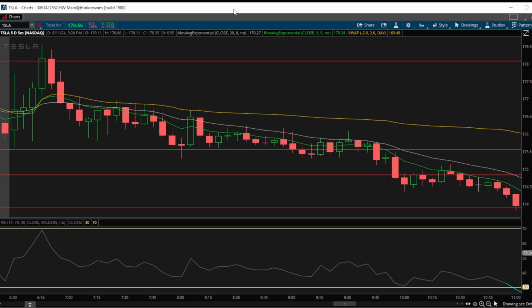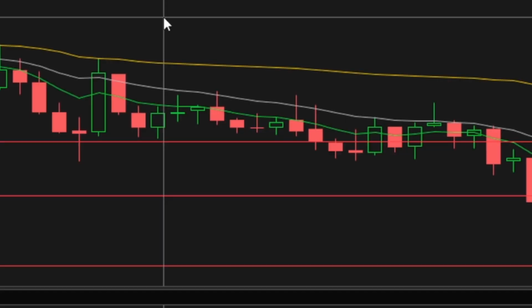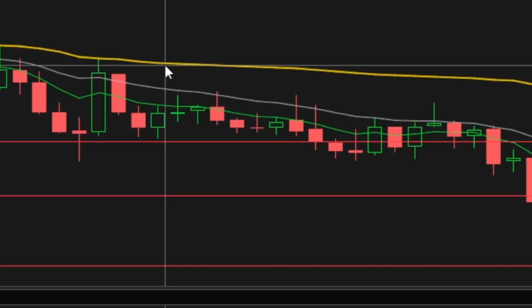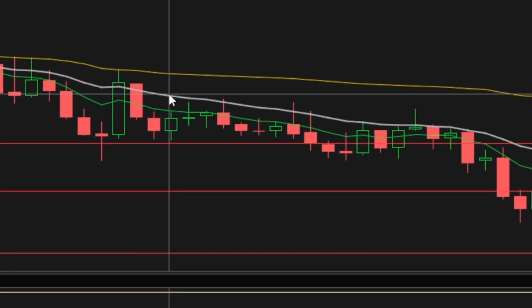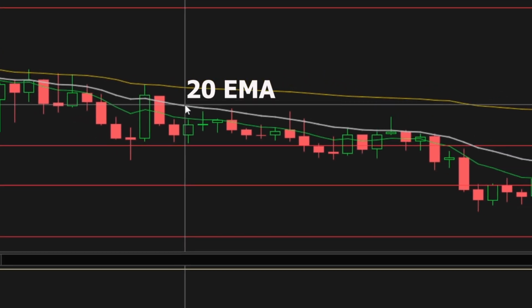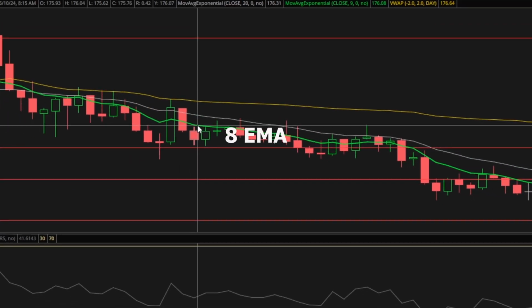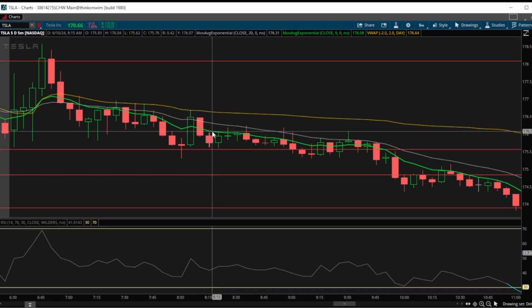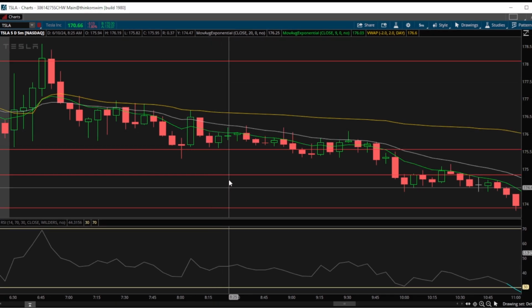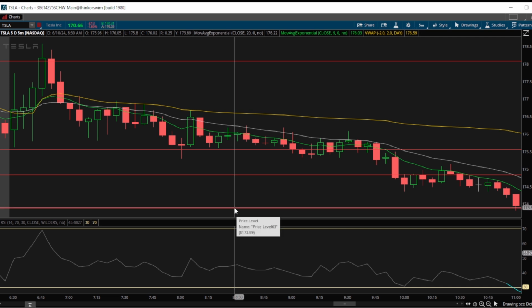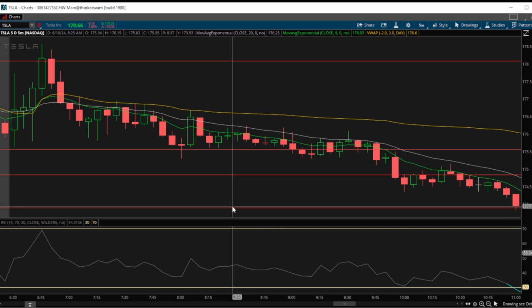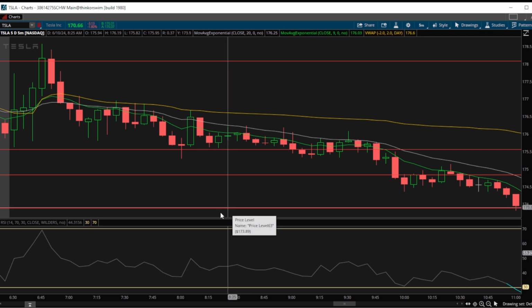So I have Thinkorswim up. These are the indicators I typically set up. I have the VWAP here in yellow. In white here I have the 20 exponential moving average, and I have the 8 exponential moving average here in green. These are just lines of resistance that I've seen over the past that seem to be coming into play again. But again, we're looking down here at the bottom.